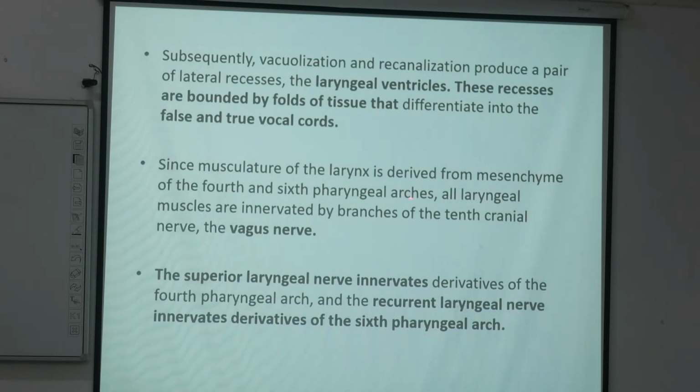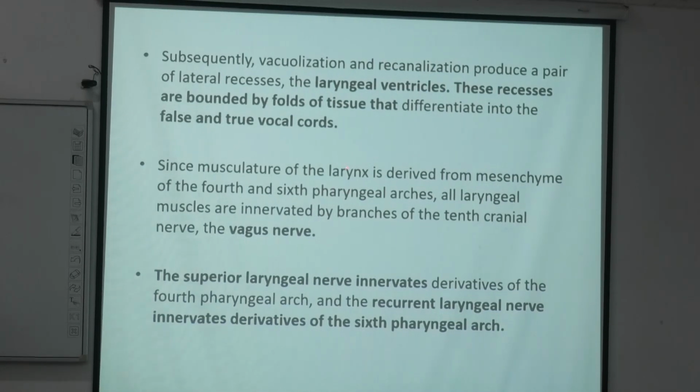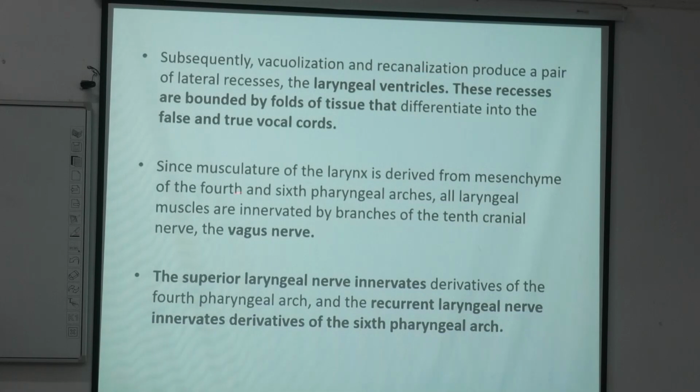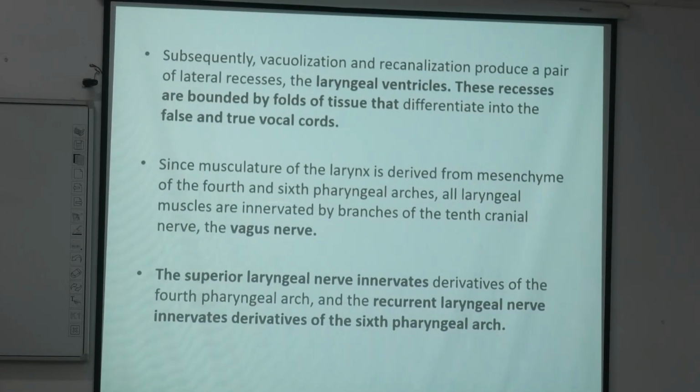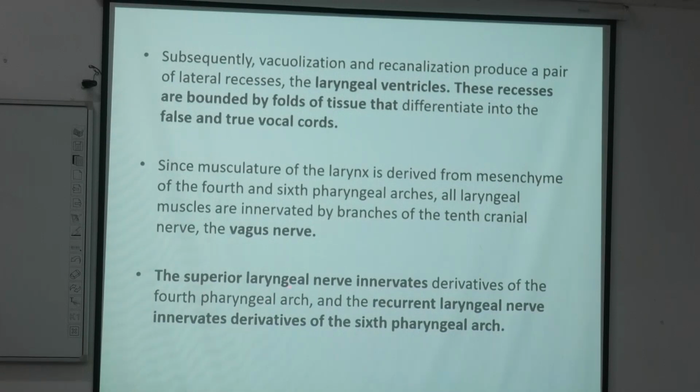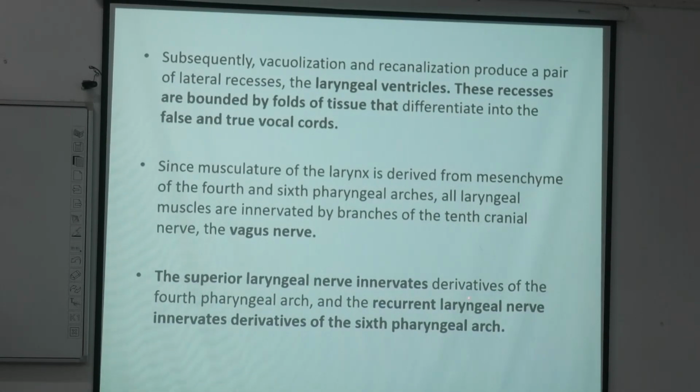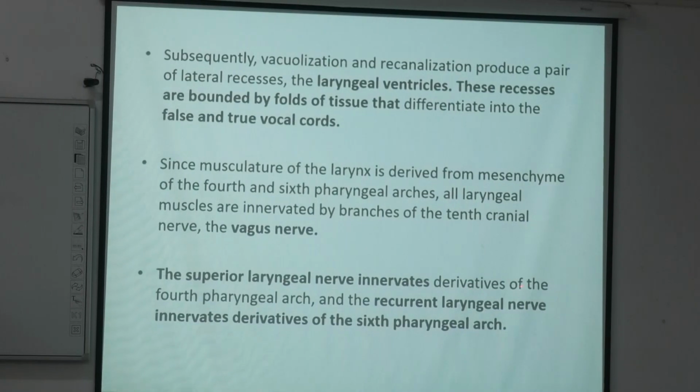Now, since the musculature of the larynx is derived from the mesenchyme of the 4th and 6th pharyngeal arches, all laryngeal muscles are innervated by branches of the 10th cranial nerve, the vagus nerve. The superior laryngeal nerve innervates derivatives of the 4th pharyngeal arch, and the recurrent laryngeal nerve innervates derivatives of the 6th pharyngeal arch.